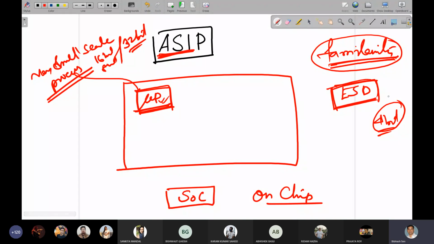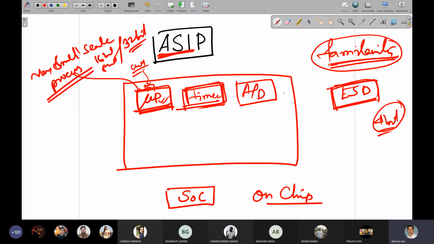Plus, what are the other features? The timer. I know the clock is already there. In the microprocessor itself, the clock is there. So the clock is not my headache. My headache is another thing I added, the timer. Very important thing. Apart from this timer, then you will find analog to digital and digital to analog converters. Okay. Then also some on-chip memory.